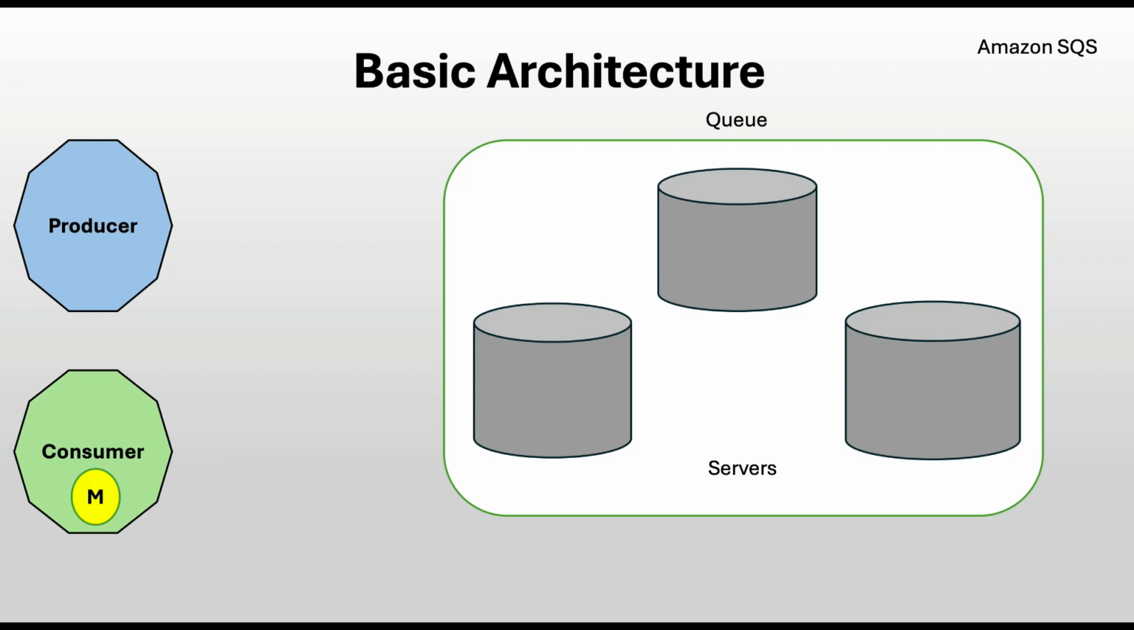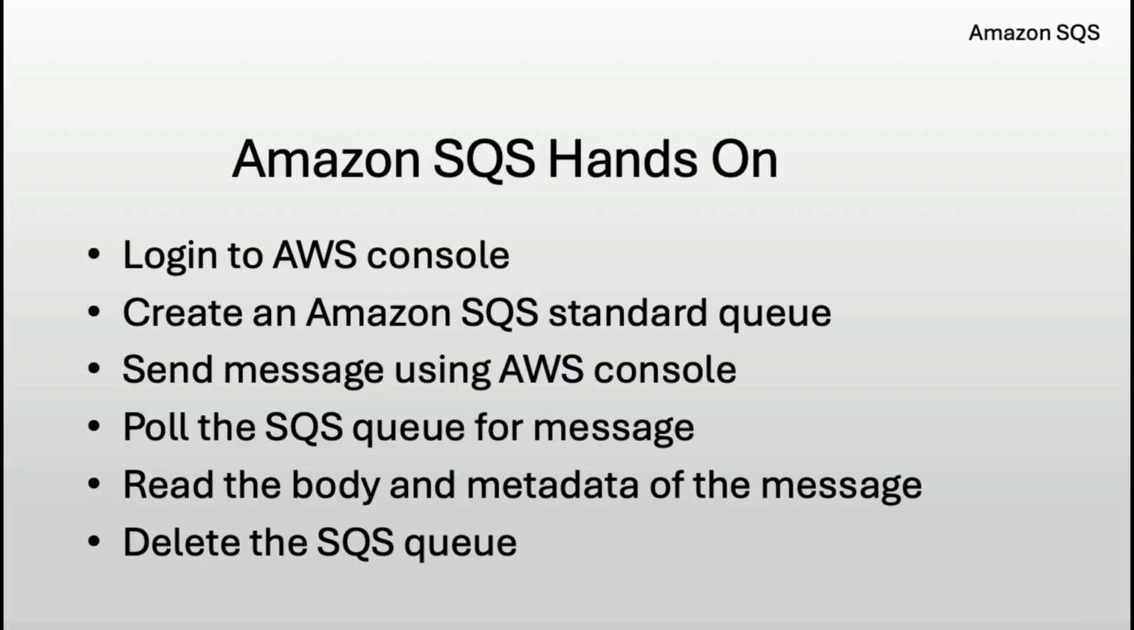In this video, we will demonstrate how to create an SQS queue using the AWS console. We will then test the queue by sending a message, polling for it, and consuming it. After consuming the message, we will verify its details to ensure everything is as expected. Finally, we will conclude this session by deleting the SQS queue.